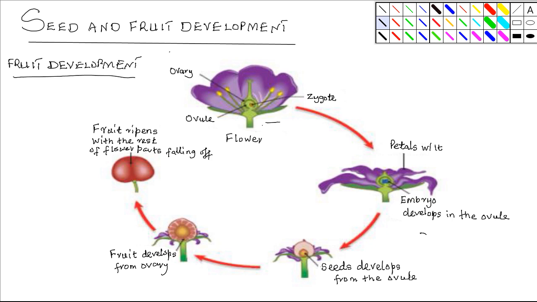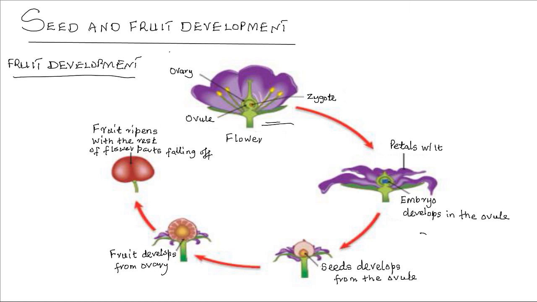So in this diagram here, we have an illustration of how the fruit develops. The fruit develops within the ovary of the carpel. The fruit begins to develop after pollination.